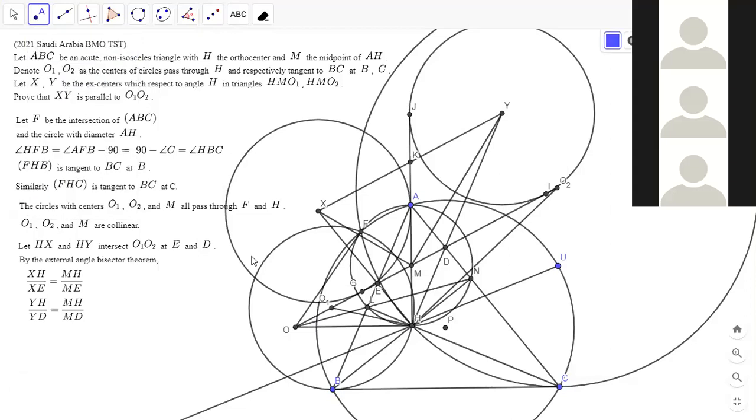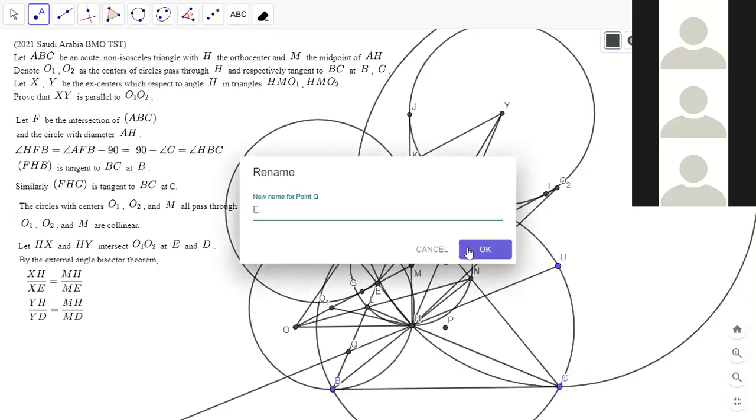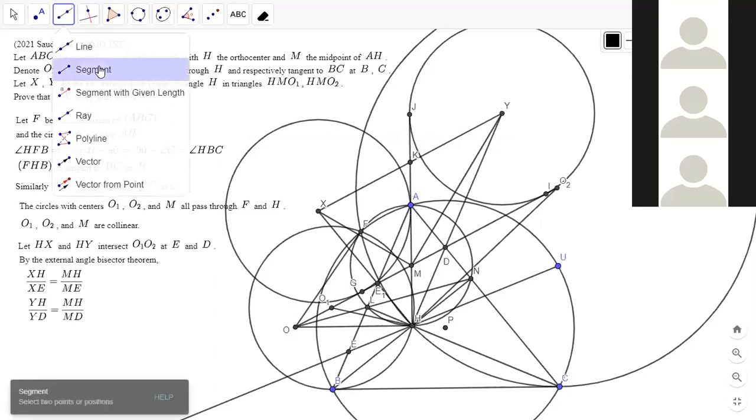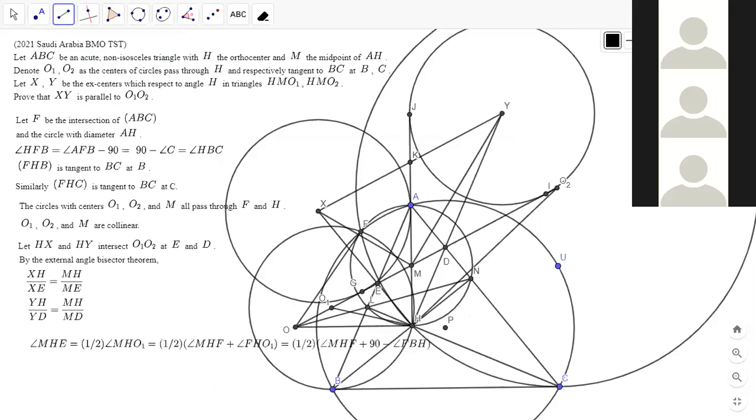So we can see that XBHA is a trapezoid, since BX is parallel to AH. Yes, XBHA is a trapezoid. So since O1 is the midpoint, no, that isn't how. I need to draw the diameter BU. Okay, so here's the diameter BU of the circle O1. Oh, I did the wrong point U. My bad.